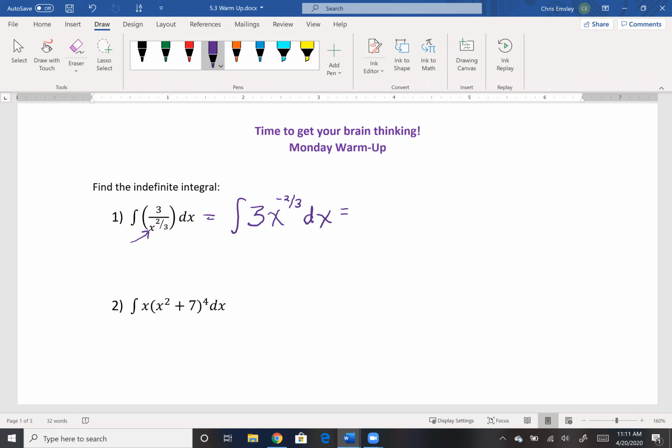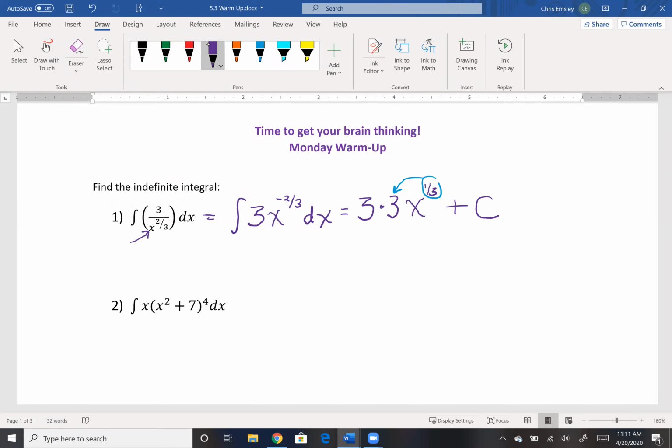So that 3 coefficient, I'm going to leave it alone, just 3 times. I'm going to take my exponent and add 1. So negative 2/3 plus 1. And again, you can do that on your calculator if you're not comfortable. But that becomes positive 1/3. And then we have to remember to either divide by the exponent or multiply by the reciprocal of the exponent. So we're going to have an extra 3 in there that came from taking the reciprocal of this new exponent. And then don't forget, we always have that plus c at the end.